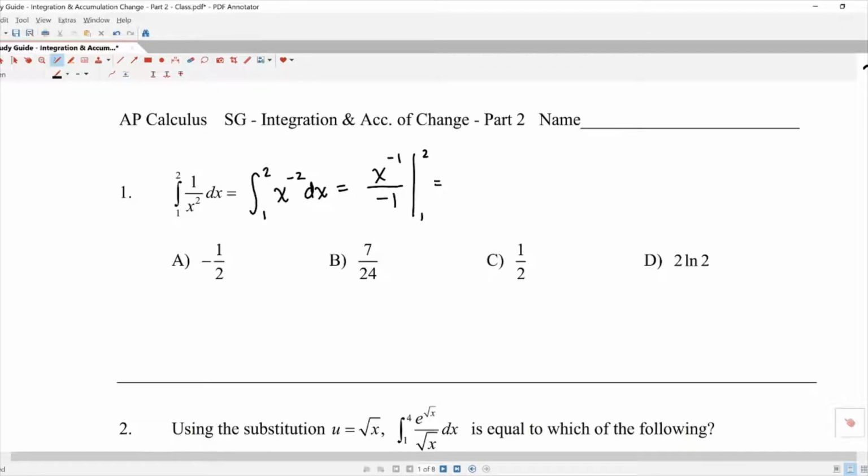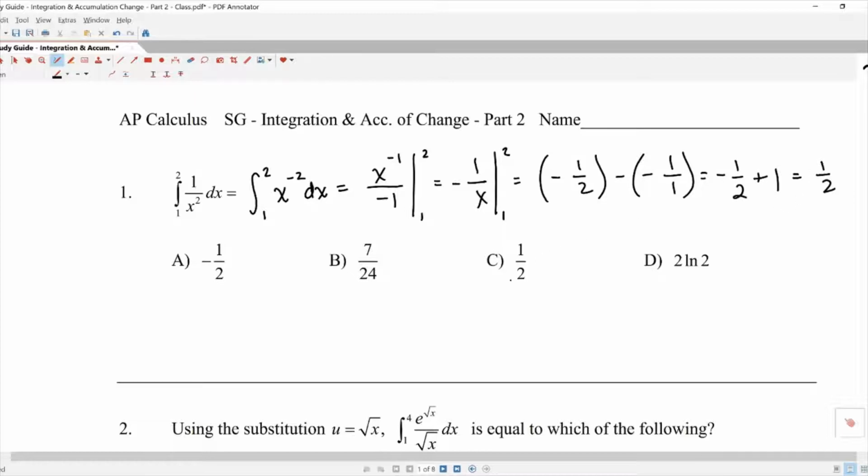Doing something similar, writing it as a negative power, we can, if we want to, rewrite this as negative 1 over x evaluated from 1 to 2. Okay, so the x to the negative 1 will drop down. Dividing by negative makes it negative. Let's plug in 2. So negative 1 over 2 minus negative 1 over 1. So I get negative 1/2. That becomes plus 1. And we get an answer of 1/2.